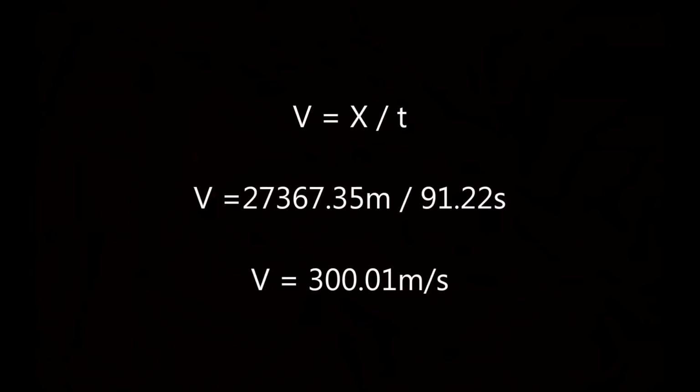For the last step, we want to bring out the equation for velocity. Velocity equals distance divided by time. For this, we take out our distance of 27,367.35 meters and divide it by 91.22 seconds. This gives us an average velocity of 300.01 meters per second.